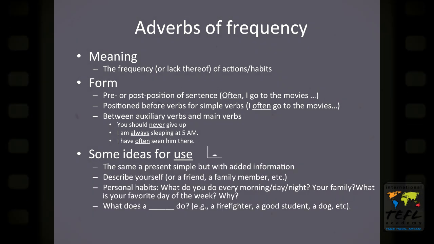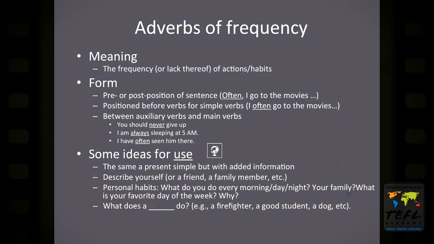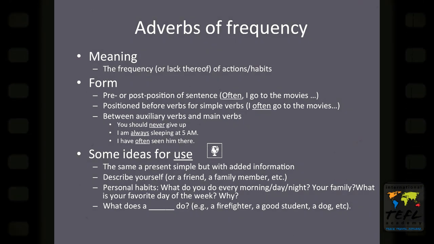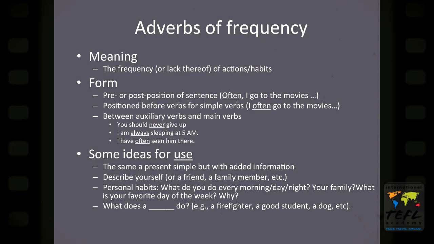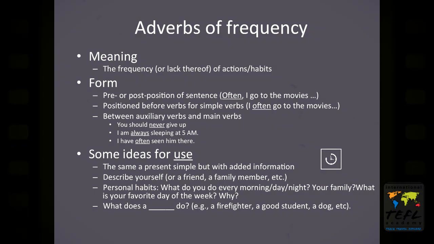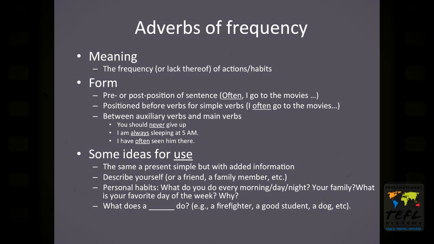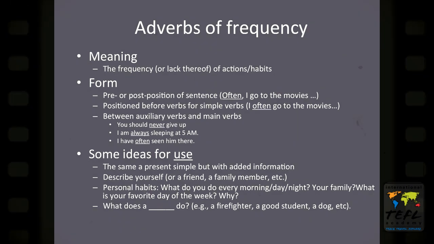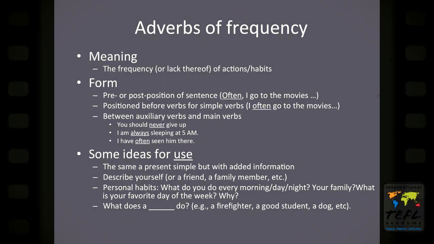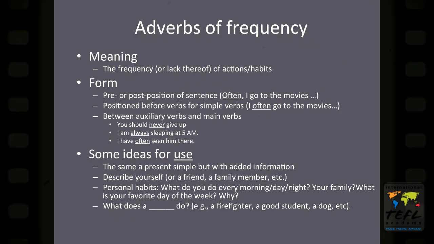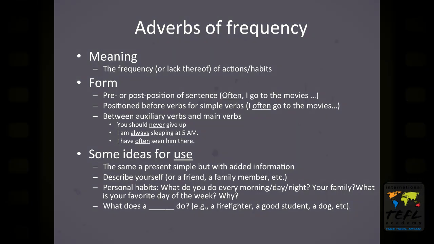Now for use, the ideas are the same as the present simple, but you can communicate these things with more information, how often you do these things. But it can also be used with the past simple and with any other grammar point, as you can see in the form examples. So this is one example of a grammar point that can be dropped into any sort of communicative use. You're just adding this information about the frequency.